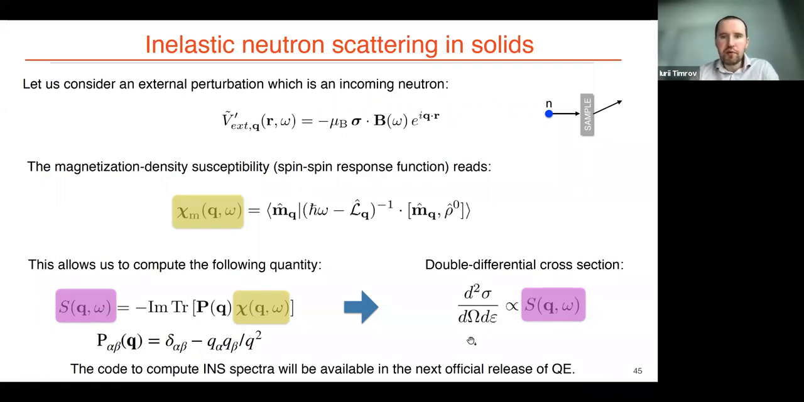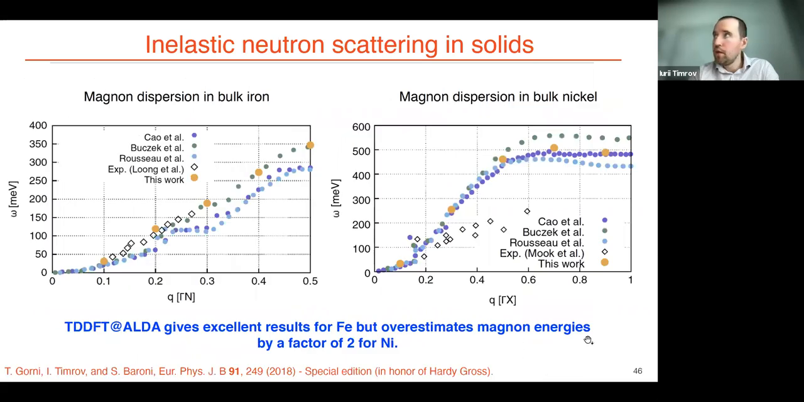The code to compute this spectroscopy will be available in the next official release of Quantum ESPRESSO. Just an example of application of this code, we computed the magnon dispersion in bulk iron and bulk nickel. So magnons are also collective excitations, but now of spin. They're also quasi-particles. If you compute magnon spectra at different transferred momenta q, and we plot the position of the magnon peak as a function of the transferred momentum q, we obtain this magnon dispersion.